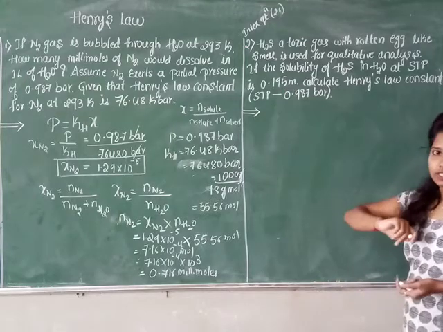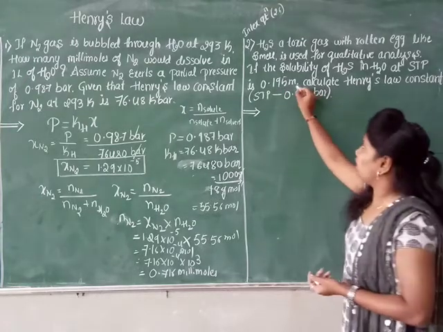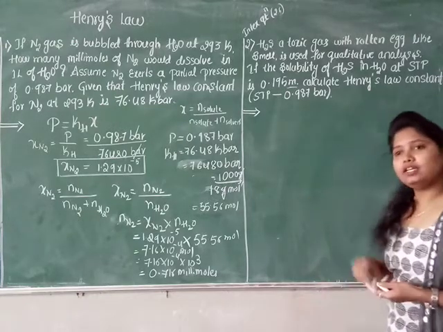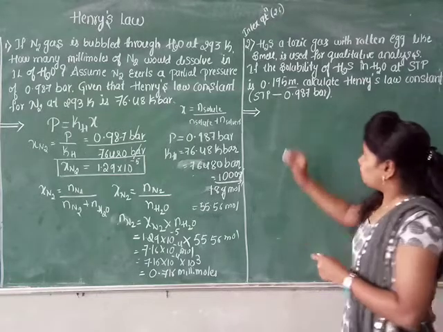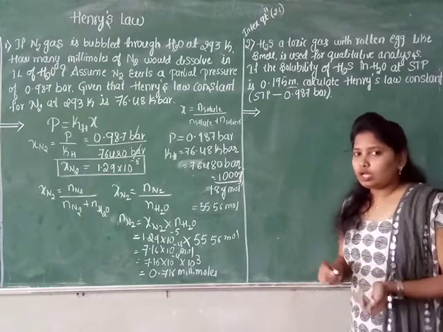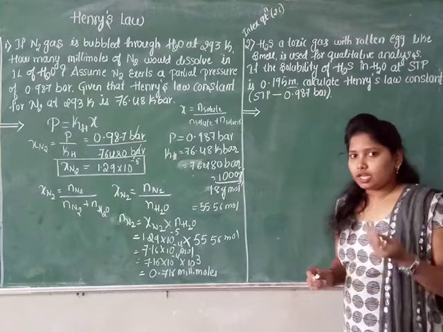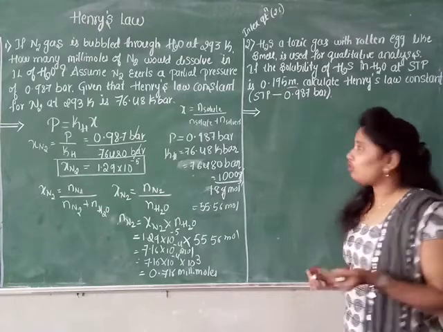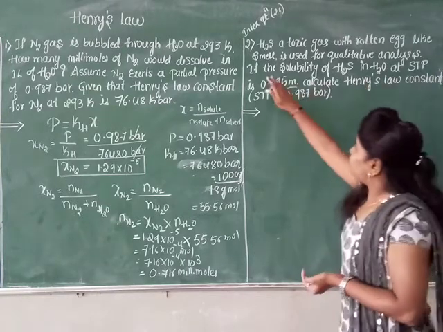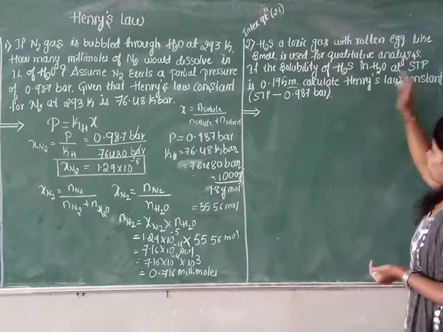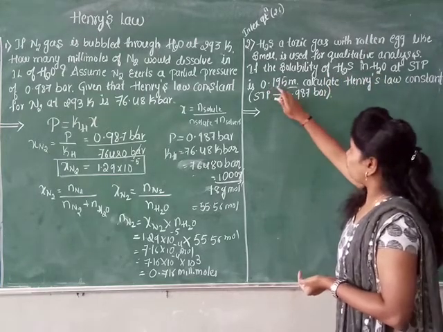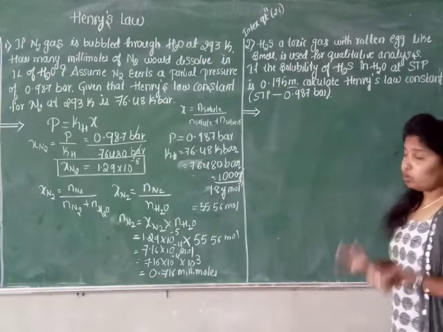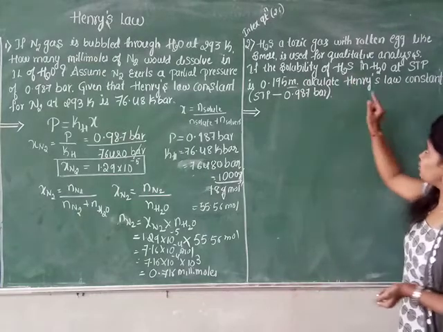0.195 m. This is the small m. So what is this small m? Molality, not polarity. Capital M is the molarity. If it is given as small m, then it is the molality. Molality is the number of moles of the solute dissolved in 1 kg of water or 1000 grams of water. So what they have given, the solubility of H2S in water at STP, is 0.195 m. It means they have given the number of moles of H2S gas dissolved in the water.